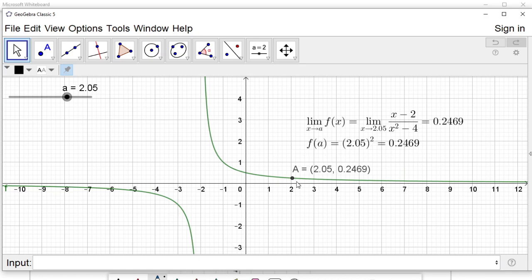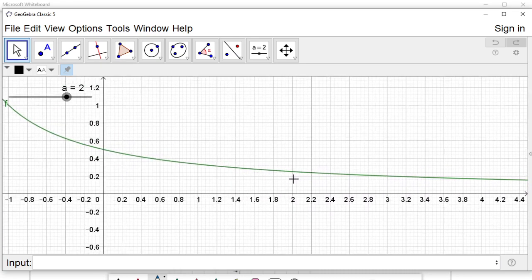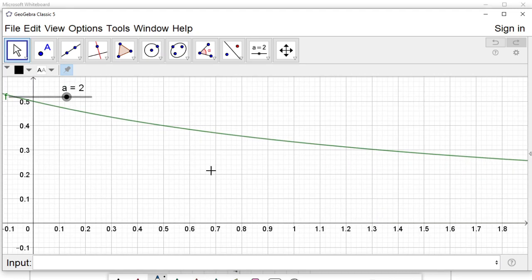But in this situation, when a is 2, so the limit as x approaches 2 of this equation, the limit clearly exists. The limit is 1/4. You can see this side is coming towards the value of 1/4. Let's just zoom in a little bit. So 1/4 would be right there.